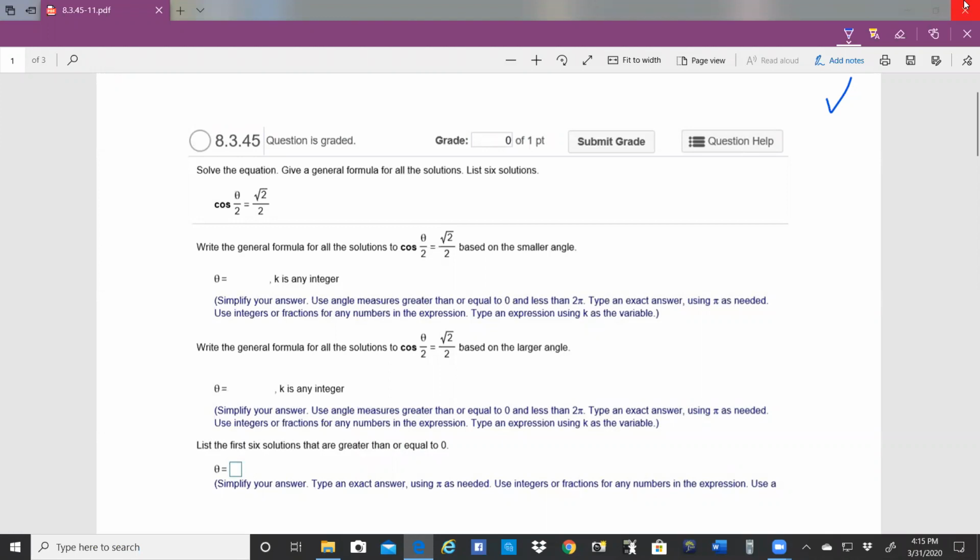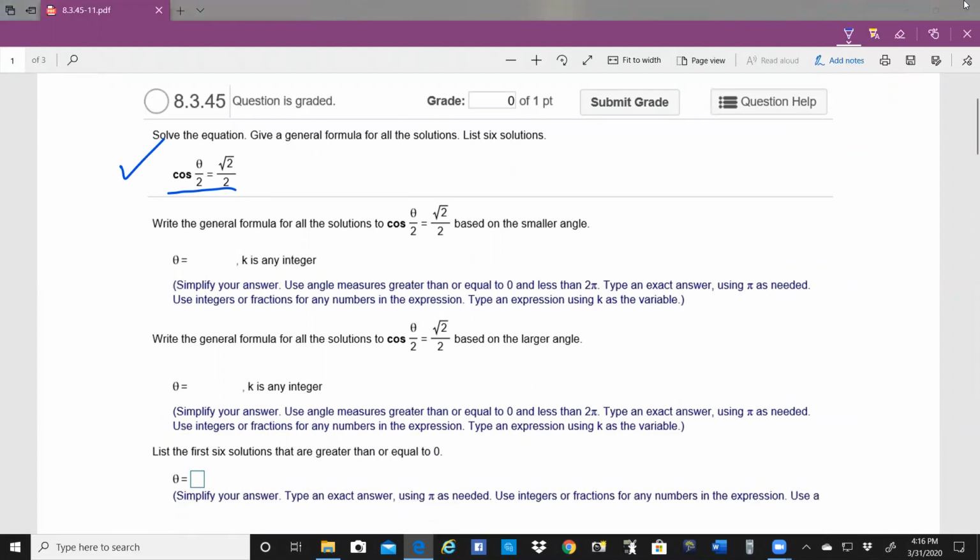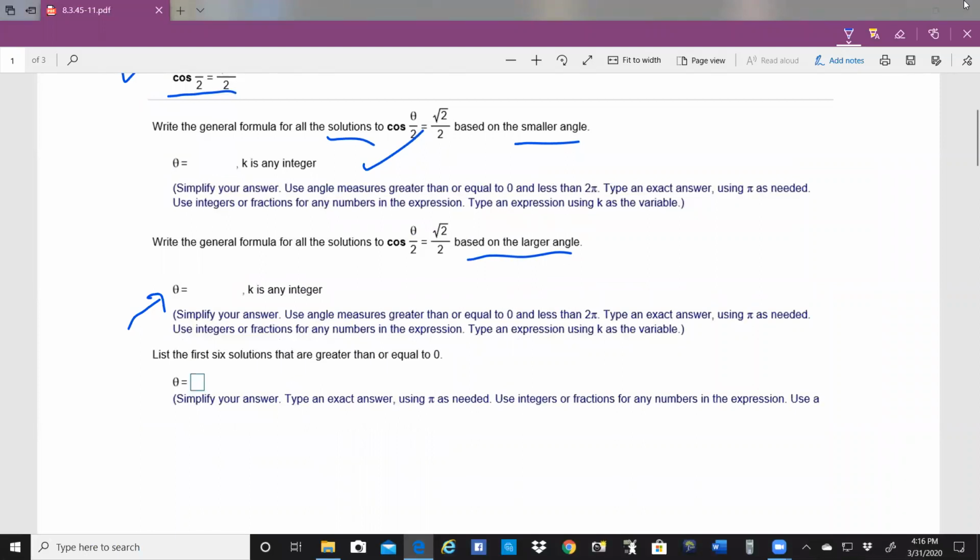This is a trigonometric equation, section 8.3, and we want to solve the equation here, cosine of theta over 2 equals the square root of 2 over 2. And here is what we want to find. We want to write the general formula for all the solutions, filled out based on the smaller angle, and then the general formula based on the larger angle. And then we want to list 6 of the solutions that are greater than or equal to 0.